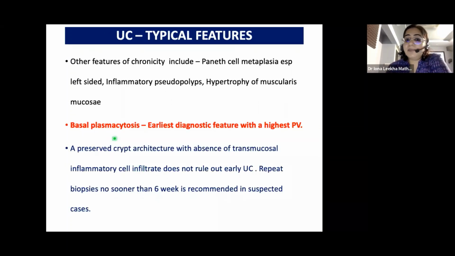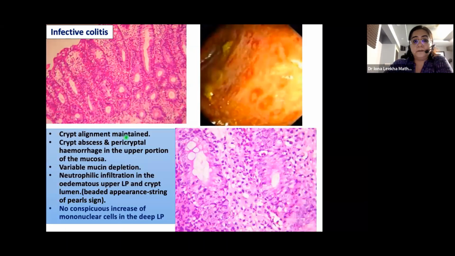One thing to remember is basal plasmacytosis is the earliest diagnostic feature. A preserved crypt architecture with absence of transmucosal inflammatory cell infiltrate does not rule out early UC. So in these cases, a repeat biopsy no sooner than 6 weeks is recommended in suspected cases. I've put a case of infective colitis, and you can see there is intense inflammation, but the crypt architecture is fairly well maintained. And most of the lamina propria will show more neutrophils, the acute inflammatory cells, rather than chronic inflammatory cells.